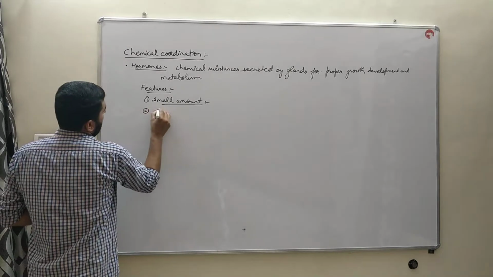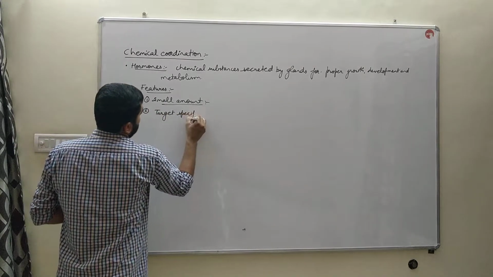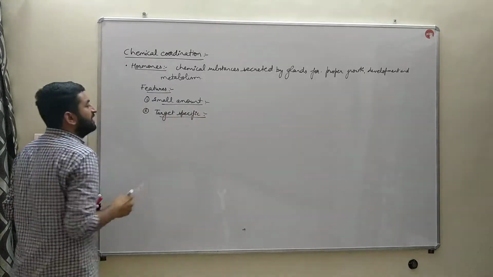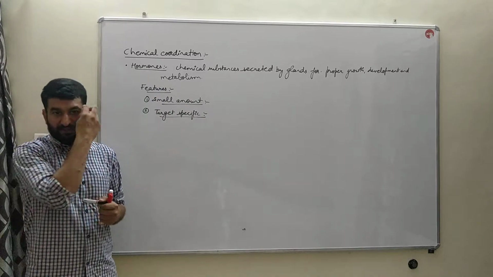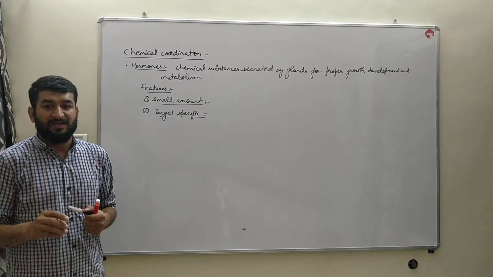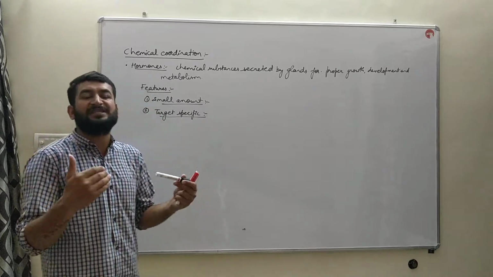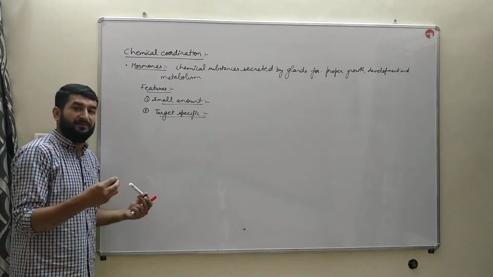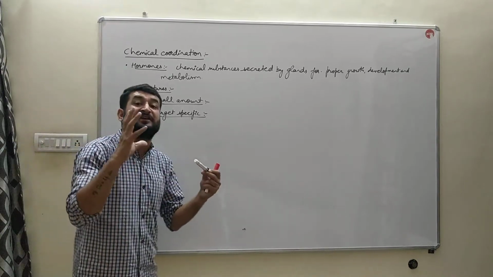Second, hormones are target specific. We will discuss this when we discuss the endocrine glands. This is part of your 10th class syllabus. The endocrine glands are also known as ductless glands, the glands which release their secretion into the blood, and from the blood, they act only upon their specific target site.